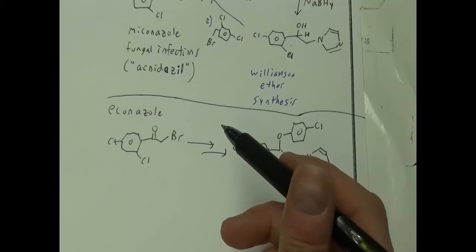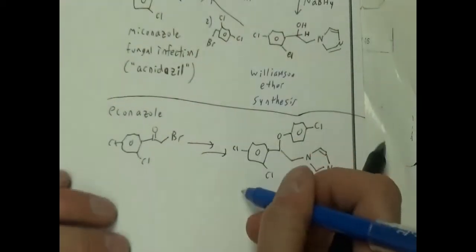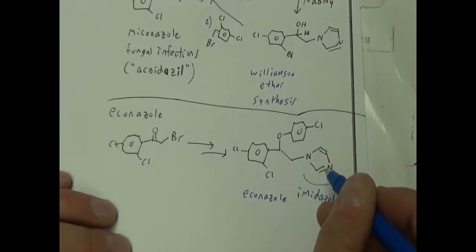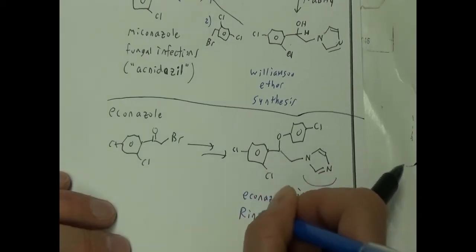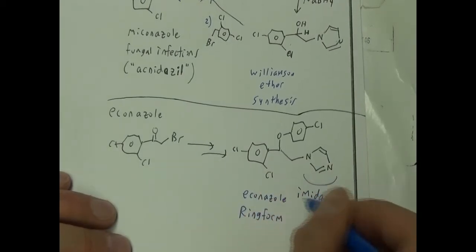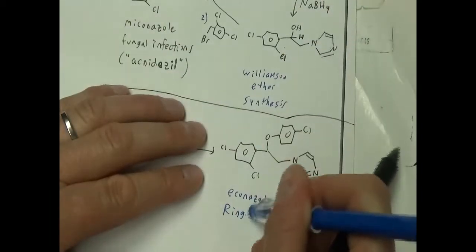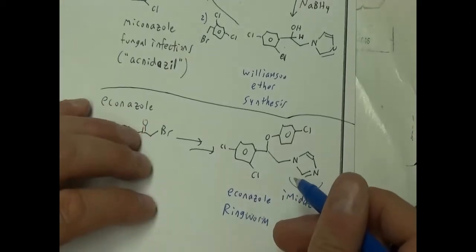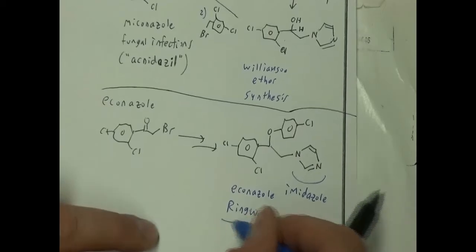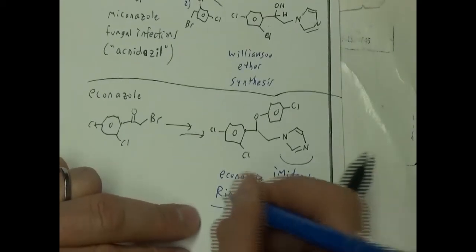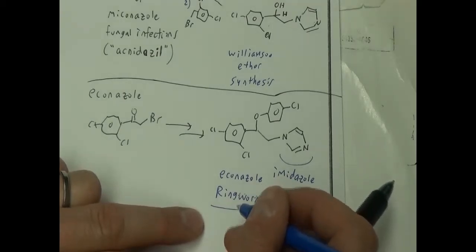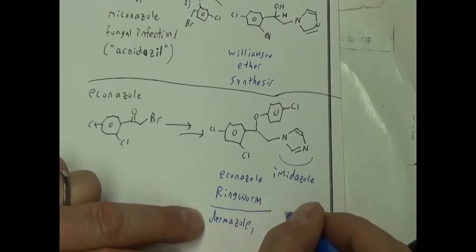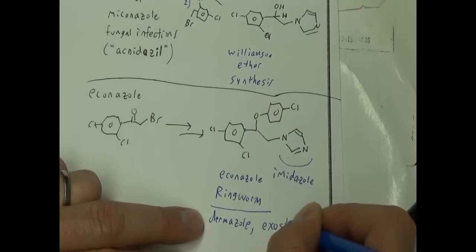Miconazole is used to treat ringworm. It's a type of fungus, a skin fungus, and other types of fungal infections. It has a couple names. The name of the molecule is called dermazole, Exostatin, other names like that.